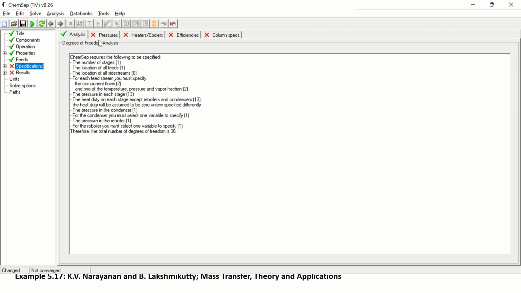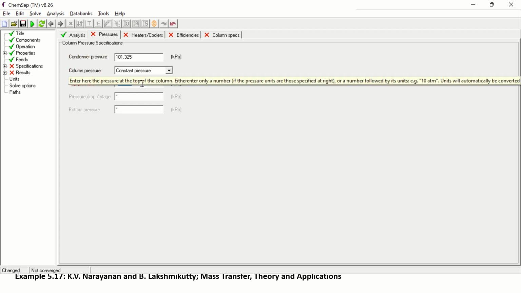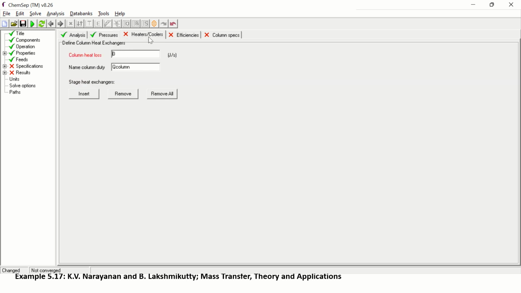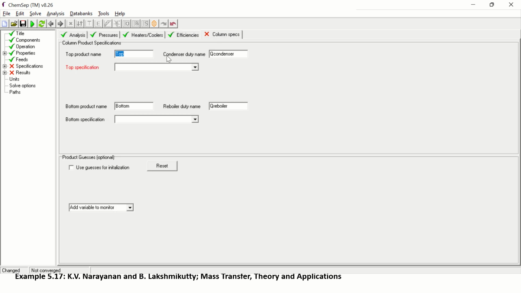Now go to specification, go to the pressure. So the pressure is 101.325 kilopascal; the column operates at a constant pressure, and the top pressure is also 101.325 kilopascal. Go to the heater and cooler, and leave it as it is. For efficiency, the default stage efficiency, let us assume that all the stages are 100% efficient. Go to the column specification.